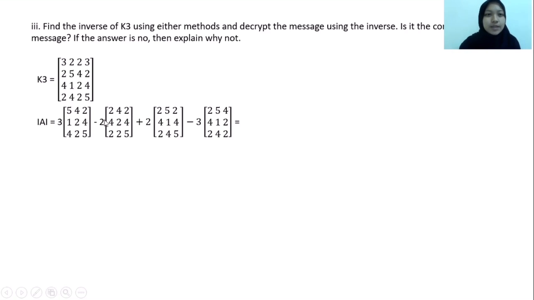And then positive plus 2, then we close this, and we will be left with 2, 5, 2, 4, 1, 4, 2, 4, 5. And the last one is negative 3, 2, 5, 4, 4, 1, 2, 2, 4, 2. Okay. How do you want to solve this? In order to solve this, you have to do another one like this, right?